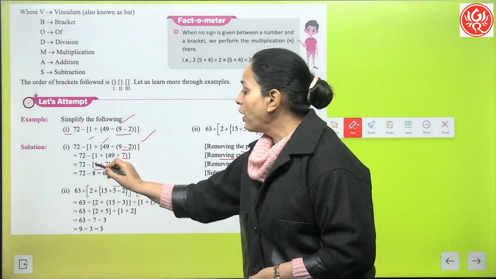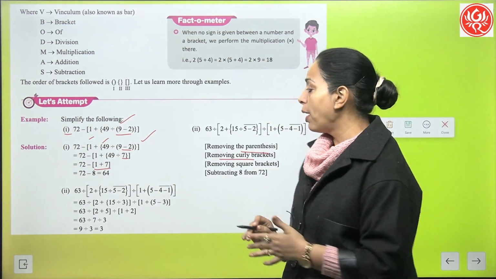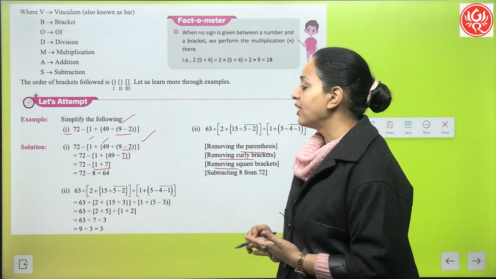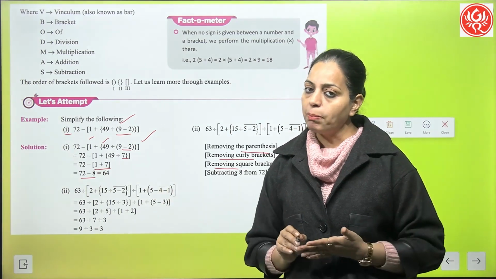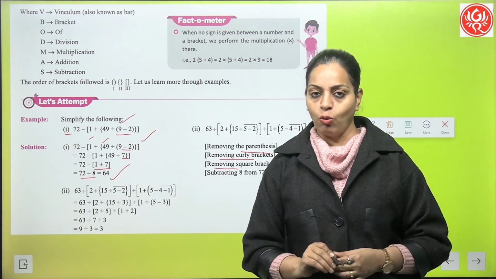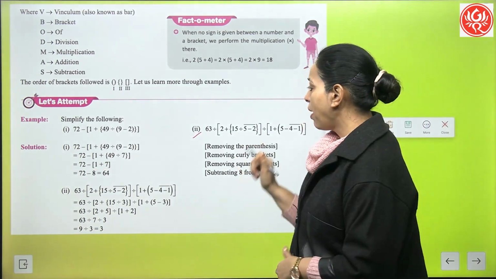So here 1 plus 7 in the big bracket means square bracket. अब हम इसे remove करेंगे. So 1 plus 7 कर देंगे, that is 8. So 72 minus 8, अब इन दोनों को simplify कर देंगे. So answer is 64.